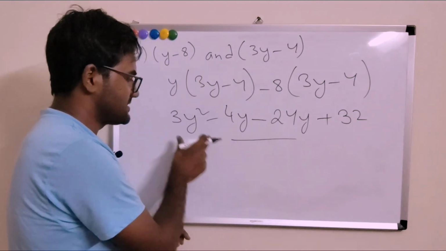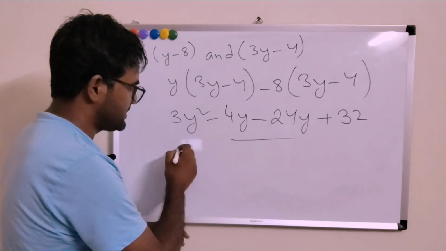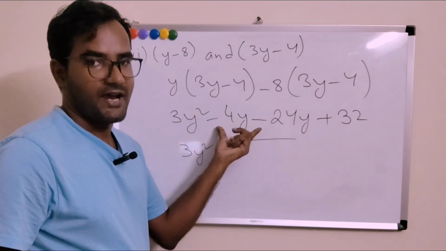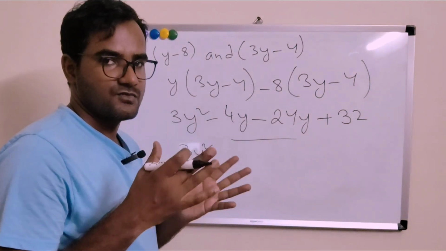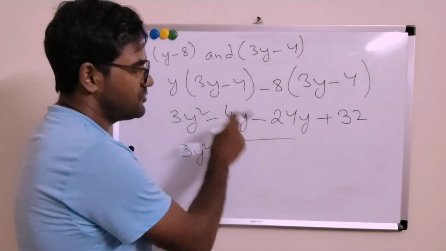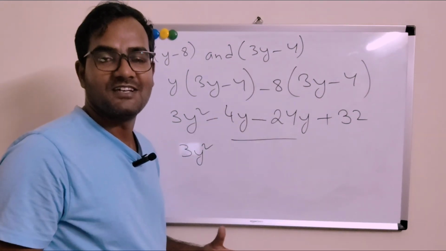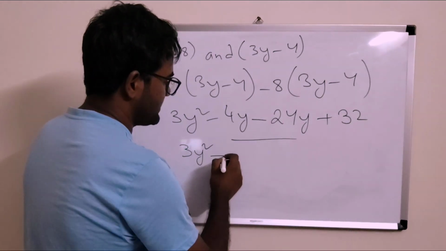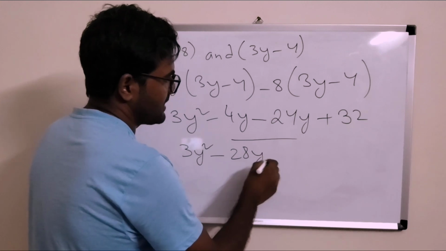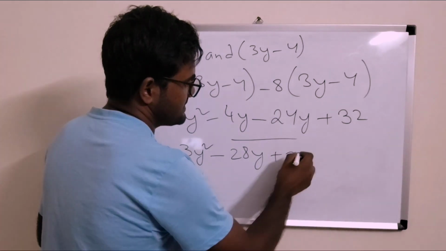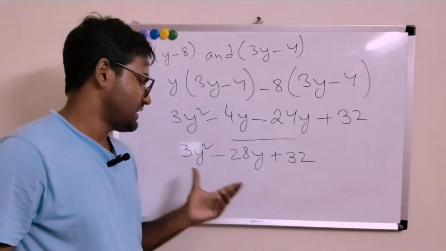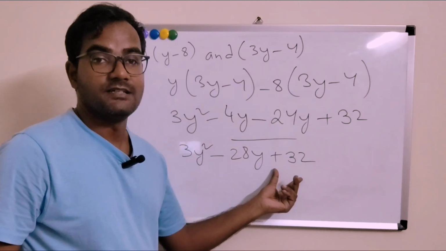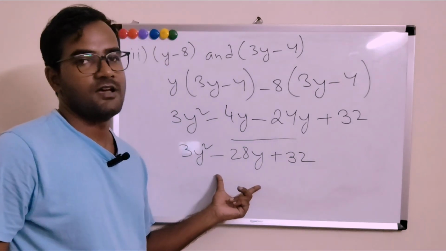Before doing anything with these numbers, let us first bring this down. We'll bring it as 3y square. Now see, both these numbers are minus, so minus minus, of course we will add them. 24 plus 4, how much will you get? You will get 28. So you are going to get minus 28y, and this one will come as it is, that is 32. So you have 3y square minus 28y plus 32. This is your desired answer.